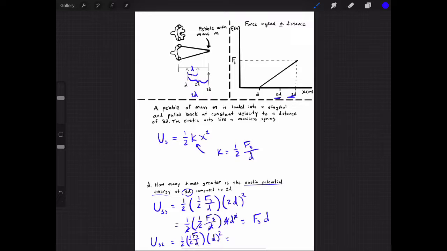This gives us a value of, let's see, one of these D's cancels out, and we're left with 1/4 F3 times D. And from here, if we look at the difference between these two equations, we notice that U spring 3 is equal to 4 times U spring 2. So it's 4 times as great.